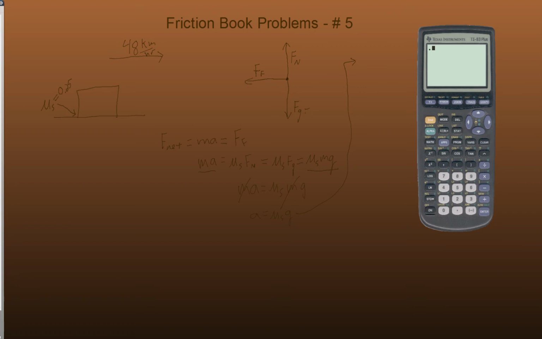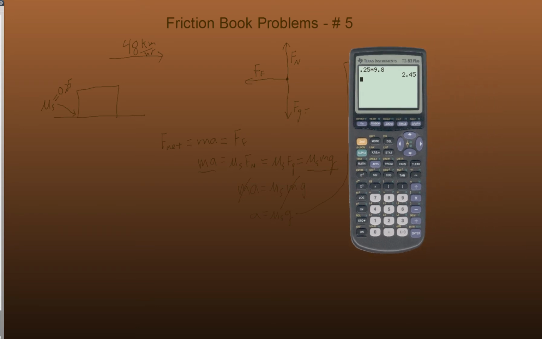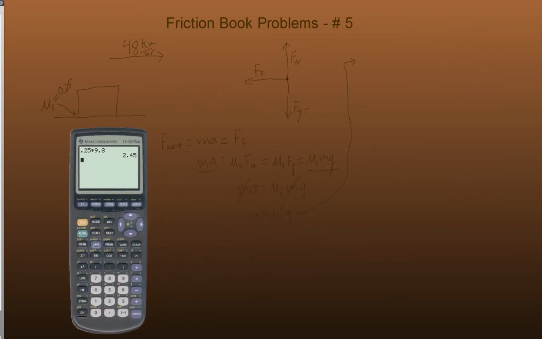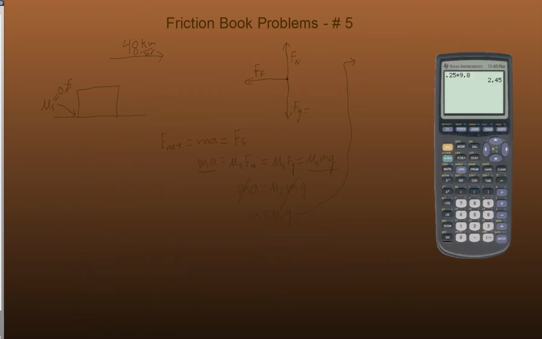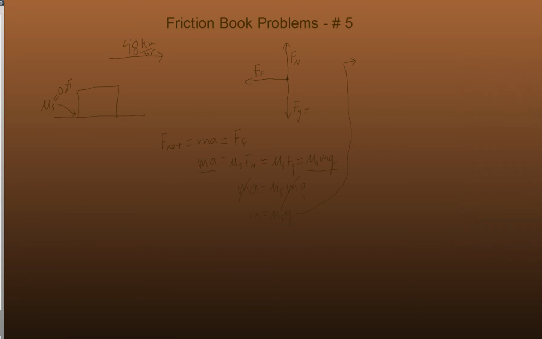mu is 0.25 times 9.8. a is 2.45. I'm actually going to stick this over here so I don't lose it. a equals 2.45 meters per second squared.